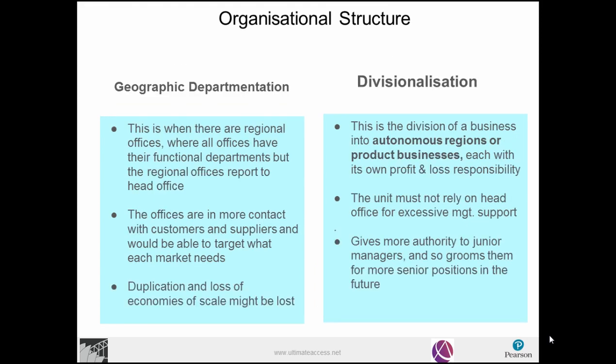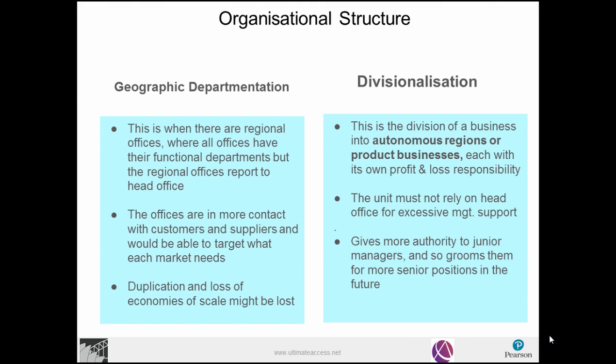Now here we also have the geographic departmentation. This is when there are regional offices, where all offices have their functional departments, but the regional office reports to the head office. So you find here that you have different branches across the country, and every branch has its own functional departments, but they will all have to report to the head office. They're also in more contact with customers and suppliers, and will be able to target what each market needs. This tends to happen a lot because if you have branches spread out across the country, then they're able to address the issues that are faced in the regions where those branches are found.